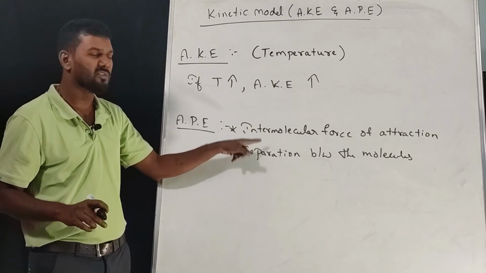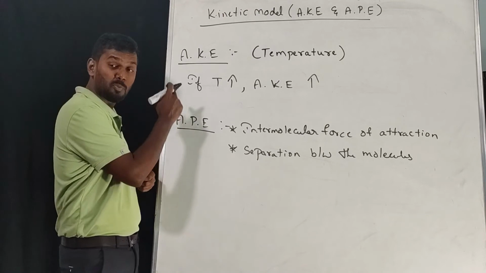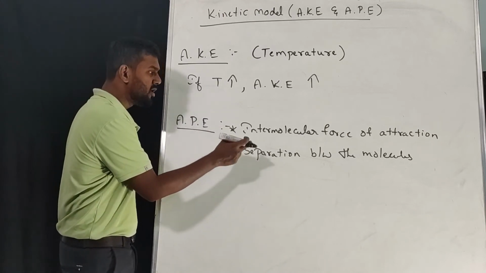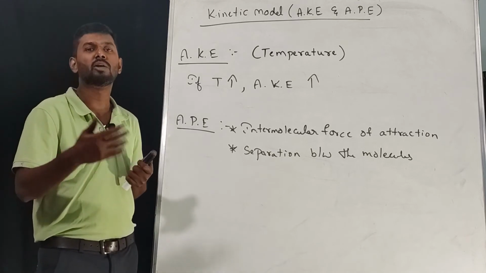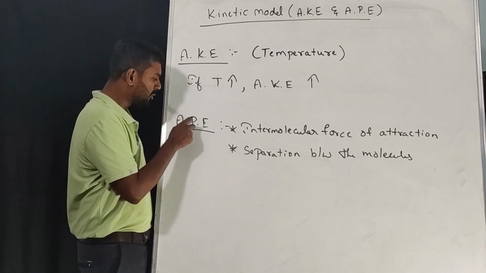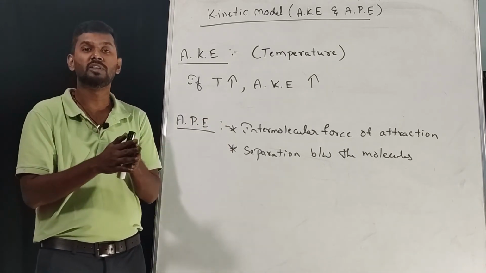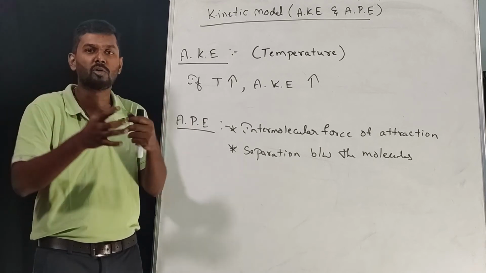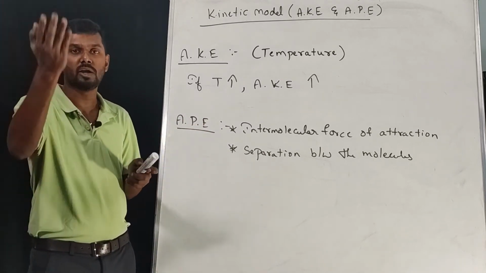These two are inversely proportional. In the same way, average potential energy is directly proportional to separation between the molecules. Separation between the molecules is nothing but intermolecular space of the molecules. So average potential energy increases with increase in separation between the molecules. If the gap between the molecules increases, average potential energy will also increase.